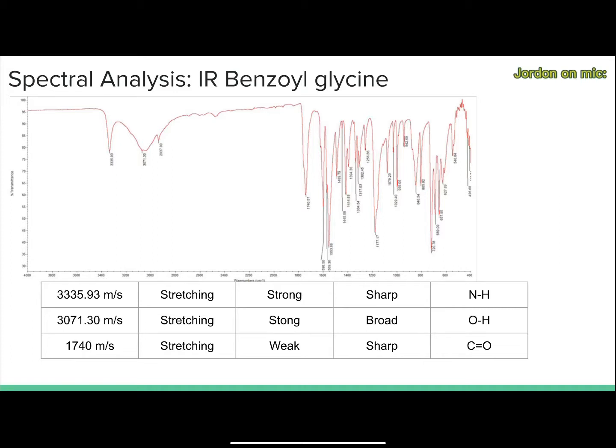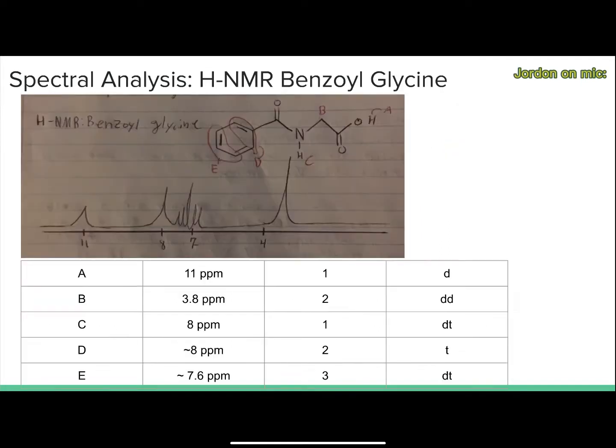For the carbonyl, at 1740 frequency, we have a stretching vibration type and a weak, sharp peak. For the proton NMR of benzoyl glycine, we have five major peaks. A at 11 ppm, integrating for 1 and having a doublet. B at 3.8 ppm, integrating for 2 and having a doublet of a doublet.